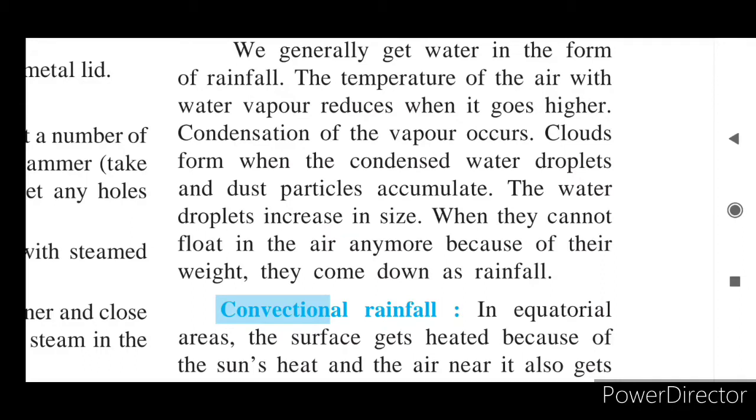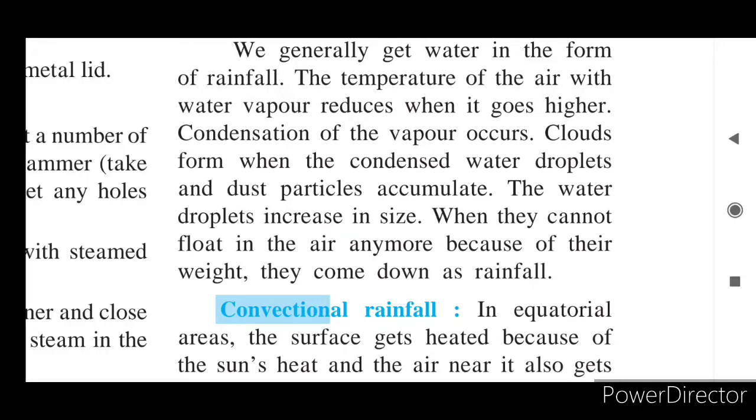So see here it is said that the temperature of the air with the water vapor reduces when it reaches higher. Means when the air is on the ground, its temperature is higher. When it reaches upward to high altitude, at that time the temperature reduces.